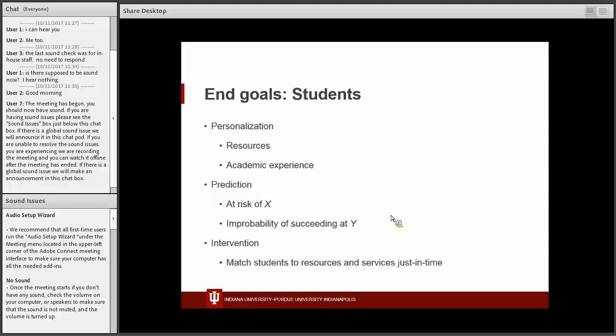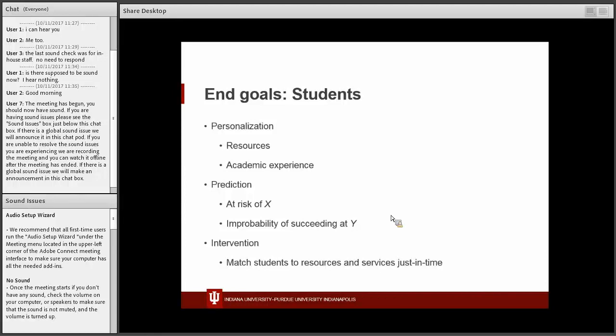So what about the end goals for students themselves? Well, there are 3 themes I want to pull out here. First is personalization, second is prediction, and third is intervention. If we have more data about students and we better understand student behaviors, learning outcomes, and also student interests, then we can personalize the educational experience with different resources. We can improve the academic experience by making sure that students get the resources that they need and that are relevant to their interests at the exact time that they need them.